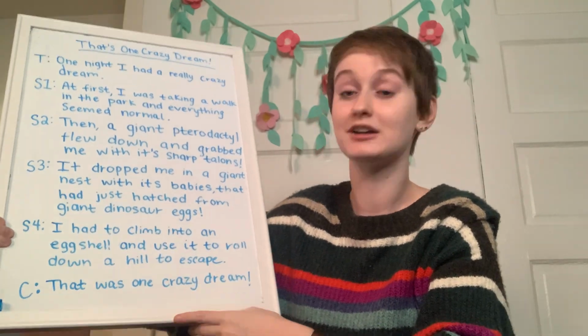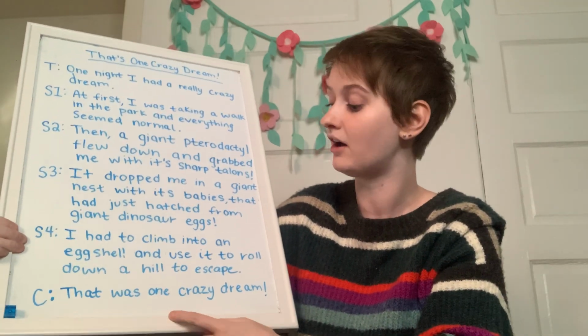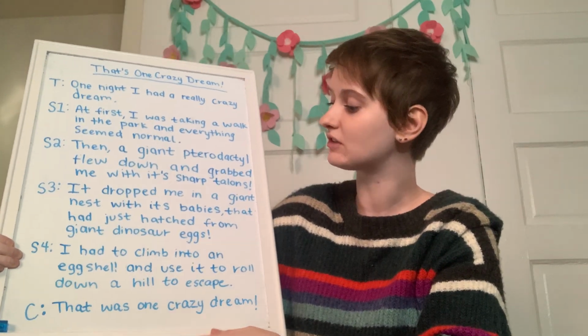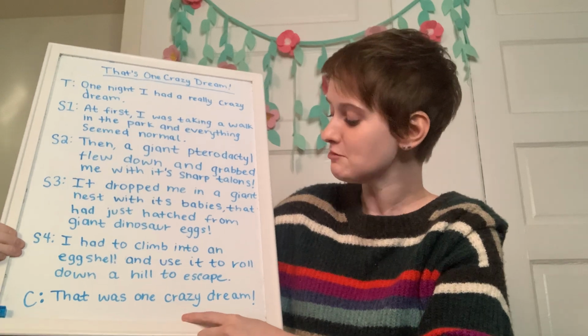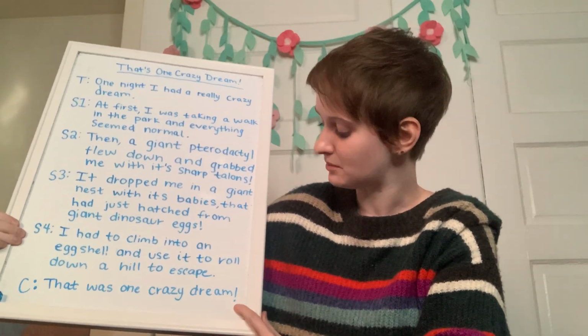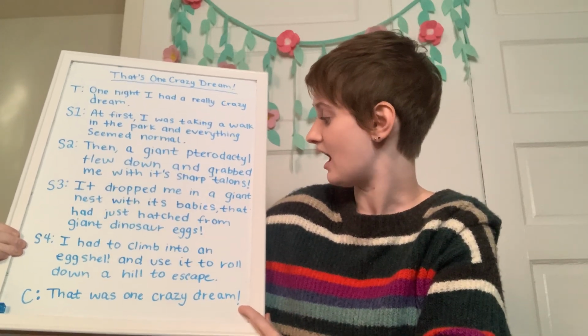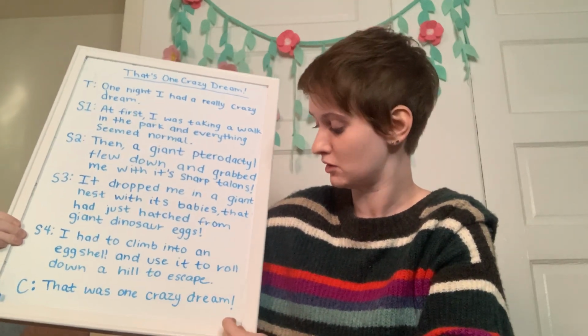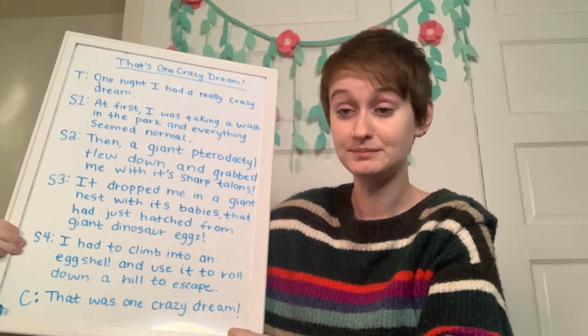And now I have my conclusion sentence, which again is just gonna wrap everything up and remind our reader what we're talking about. So I say, "That was one crazy dream." And then I put an exclamation point at the end because that was just a sentence that I felt like I needed to use a little more emotion for because it was so crazy.